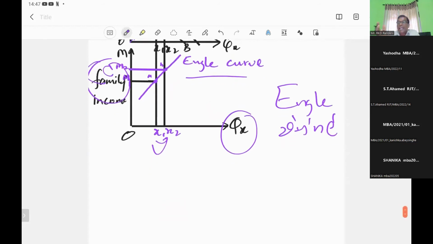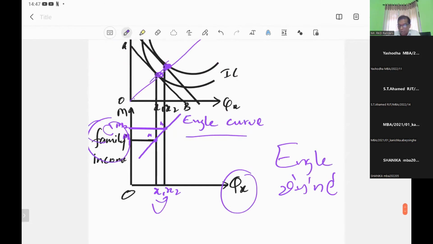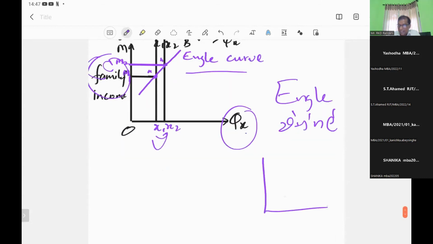Right. From the shape of the Engel curve also you can identify the commodity. What type of commodity? Inferior. It is the same as ICC. If the Engel curve has a positive slope, that commodity is normal. The Engel curve is something like that. Good X is on the axis, here only income. Then X is inferior.